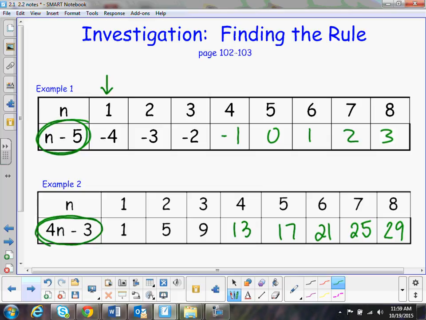Be able to find a very, very large one. So you can use the calculator. Just put it in the calculator and it makes it a lot easier.